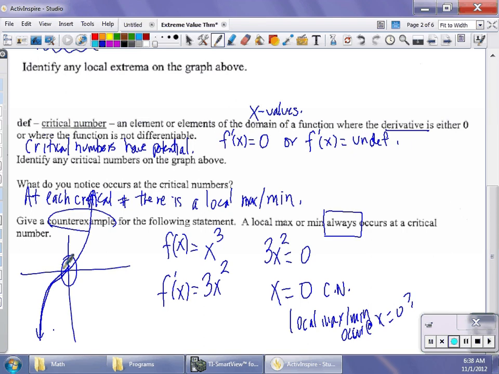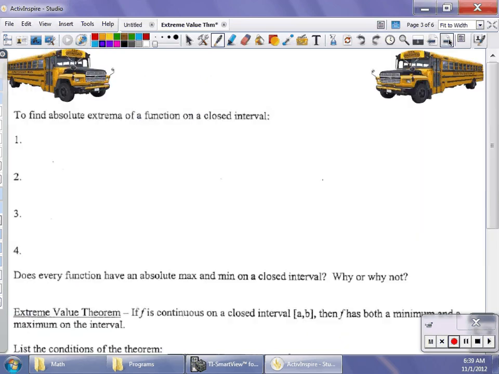But what I want you to remember, critical numbers, they have potential. What do they have potential for? They have potential to be or become values where there is a local max or a local minimum. But just because you're a critical number does not guarantee a local max or local min.